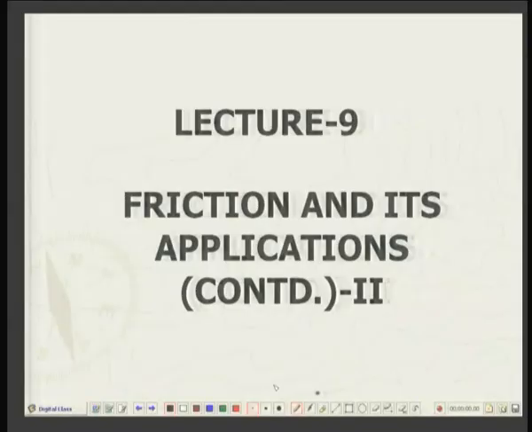Lecture 9. This is a continuation of the previous two lectures on the topic of friction and its applications. In the last lecture, lecture 8, we started our discussion on belt friction. This is an important application of the concept of friction. With the help of a belt and pulley system, we can transmit power from one point to another.